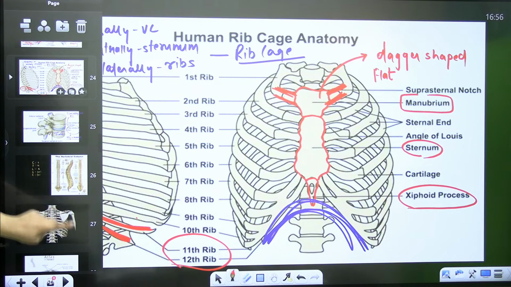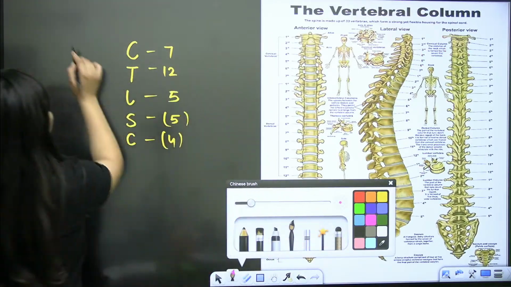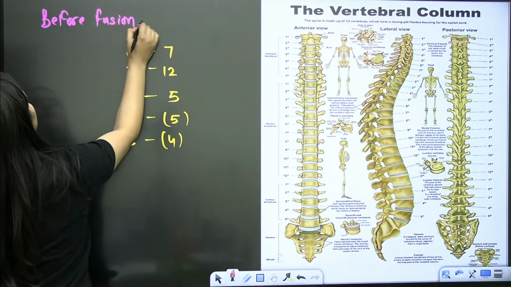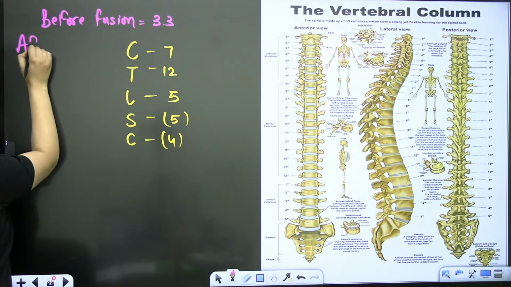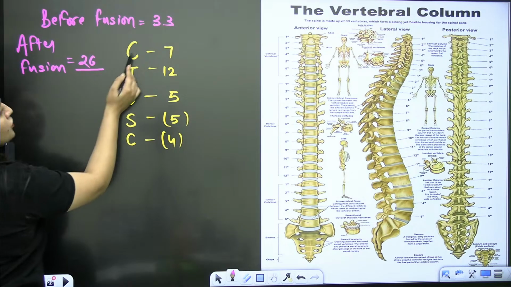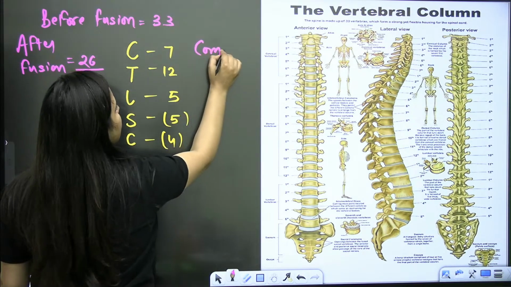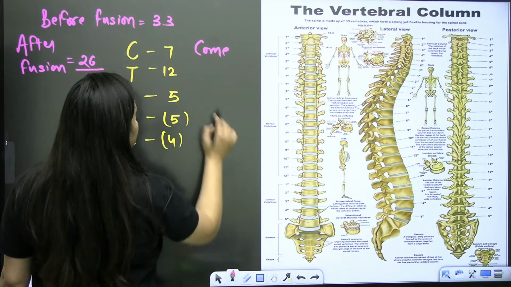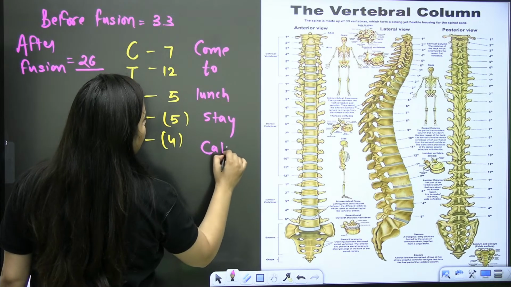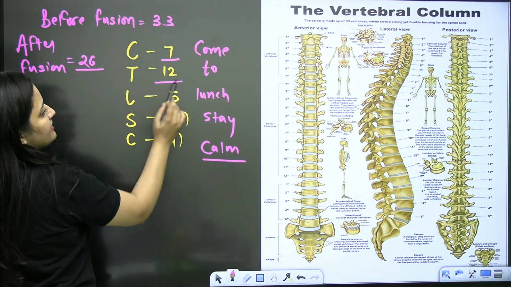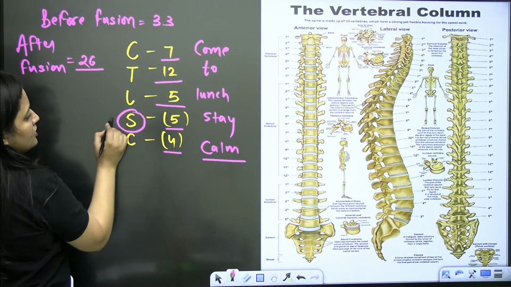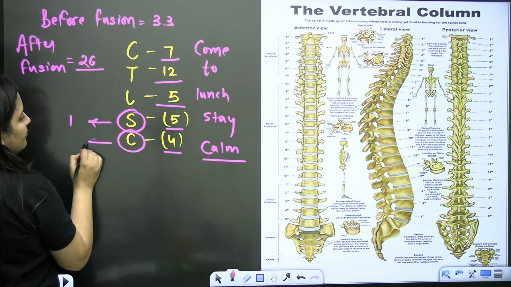Now come to the vertebral column. How many vertebrae do we have? Before fusion 33, but after fusion 26. So CTLSC: come to lunch, stay calm. Cervical 7, thoracic 12, lumbar 5, sacral 5 and coccygeal 4. The bracket on 5 and 4 shows the fusion, so after fusion there is one vertebra each.